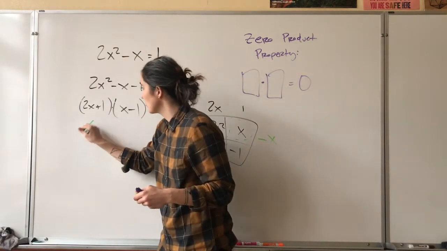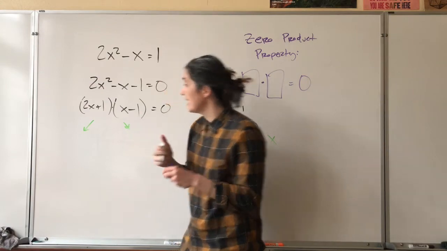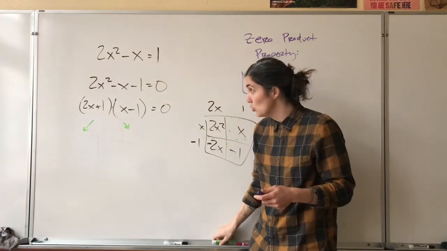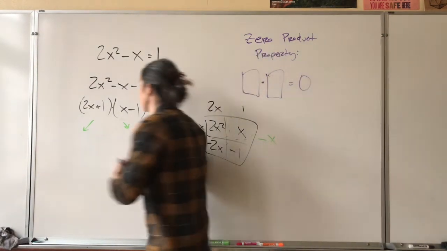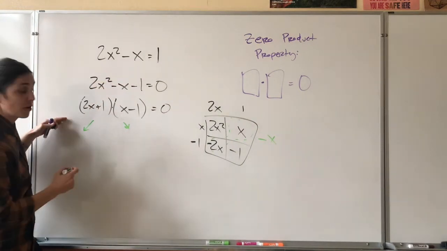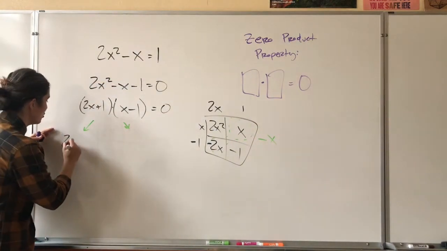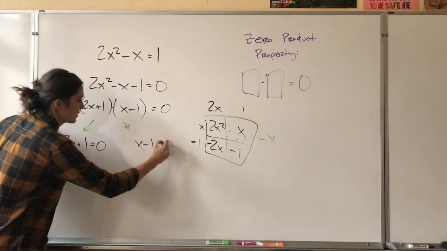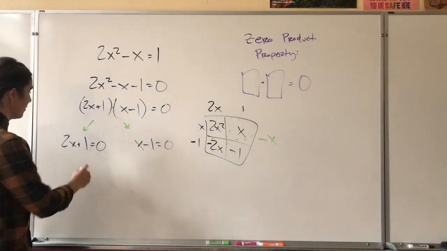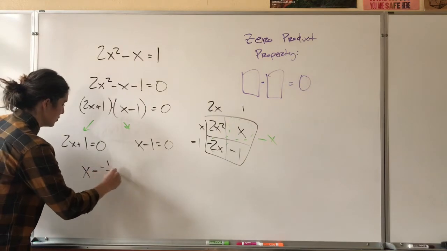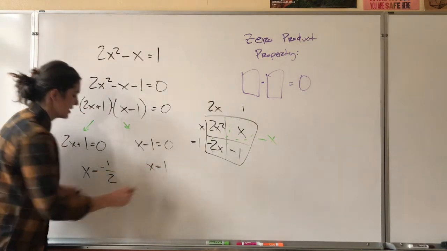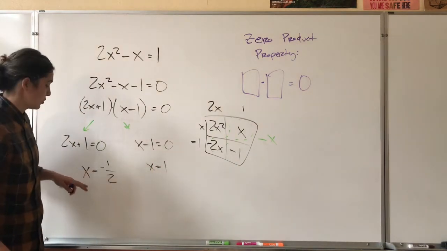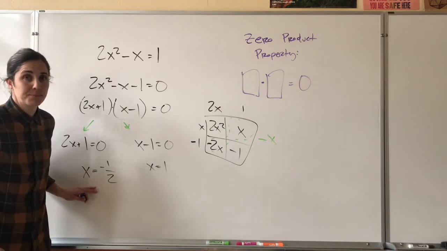How does that look algebraically? It looks like us splitting our equation up into two different equations using the zero product property. Either 2x plus 1 equals 0 or x minus 1 equals 0. And then I could quickly solve each of those to get the solutions of my equation, x equals 1 and x equals negative a half.